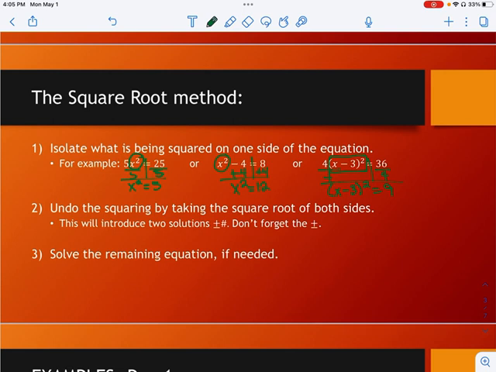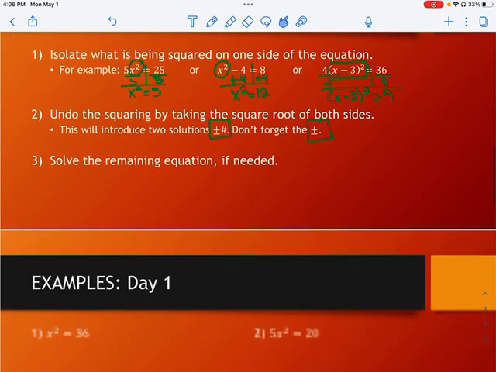We have to get what is being squared on one side of the equation by itself. Then what we do is we undo the squaring by taking the square root of both sides. Don't forget, this will introduce that plus or minus into our problem. And then what we simply do is solve the remaining equation if needed.